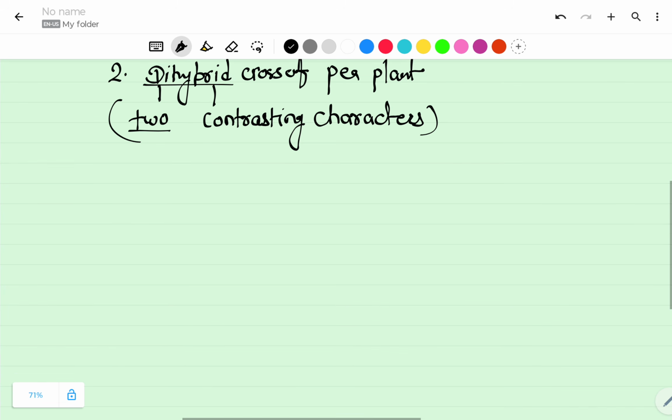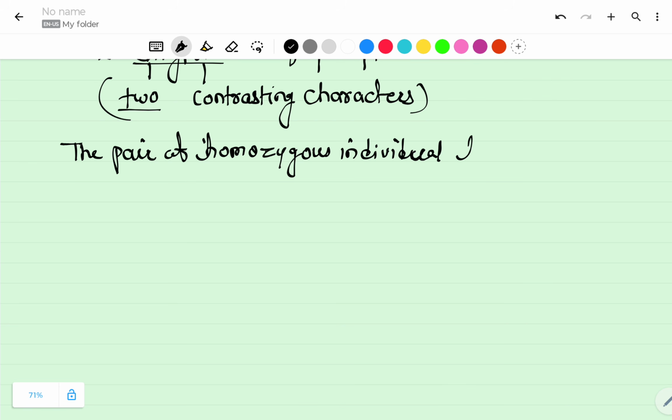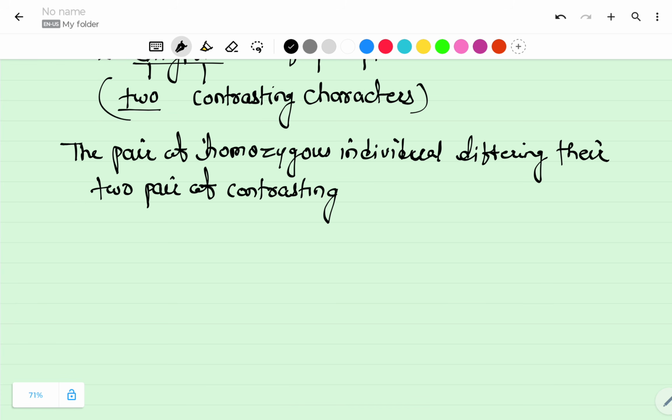So how do we start the definition of the dihybrid cross? A pair of homozygous individuals differing in two pairs of contrasting characters. In a dihybrid cross we select two plants, both homozygous but with different contrasting characters.